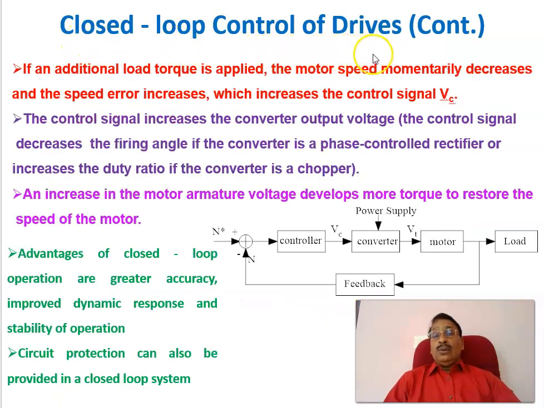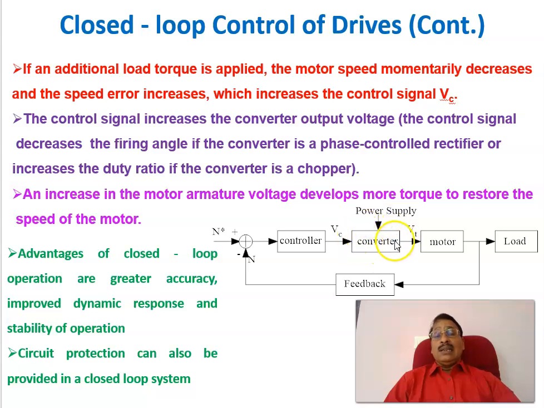Continuing the closed loop control of a drive system, if an additional load torque is applied to the motor, the speed of the motor momentarily decreases and the speed error increases, which in turn increases the control voltage. That is, here we are measuring the speed. As the load torque demanded by the load is increasing, the speed gets down. Therefore, that speed is sensed here and compared to the reference speed. You want to run the motor at a certain speed, so the error increases. As this error increases, the controller output voltage VC also increases.